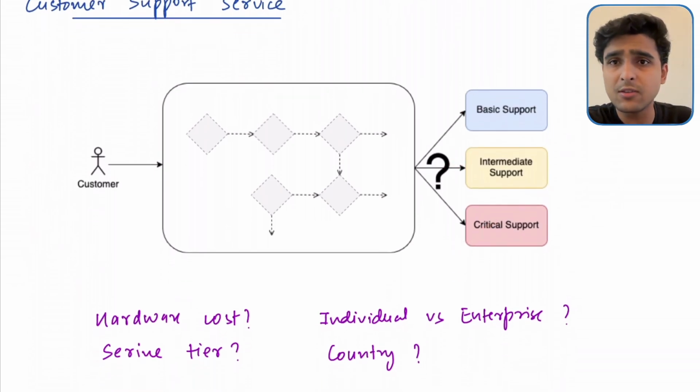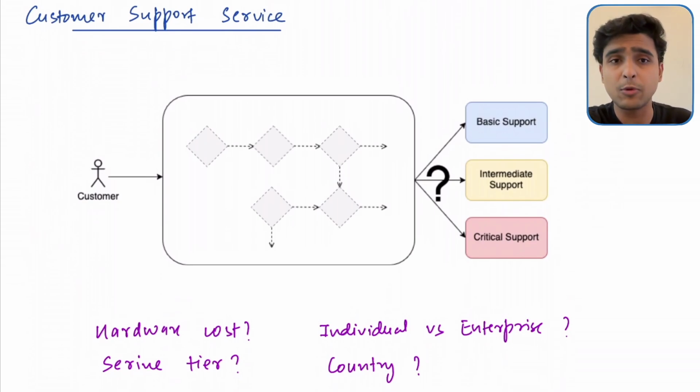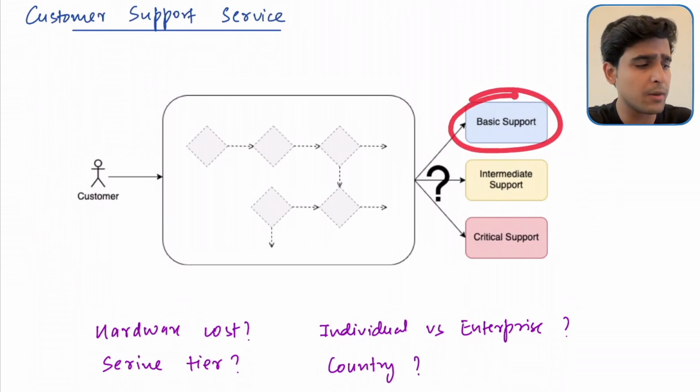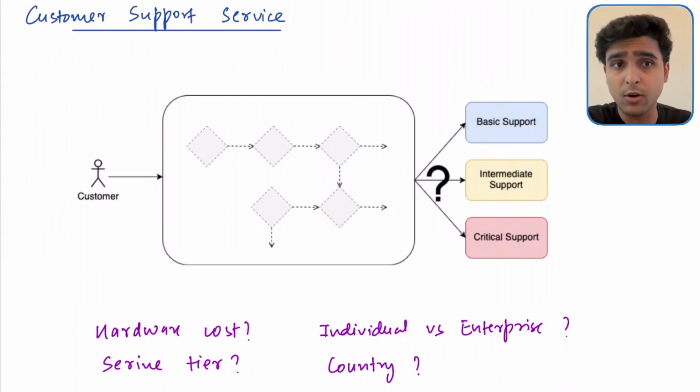Now there could be various parameters to decide which support service you should assign. For example, let's say you want to build it for a hardware company. Maybe based on the cost of the product, if the product is less than $100, you want to always assign the support to the basic support service. But if the hardware cost is more than $100, now you want to see whether the customer lies in a basic tier or a premium tier. If the customer is in the basic tier, you will assign it to the basic support. If the customer is in the premium tier, you want to assign it to either intermediate or critical.